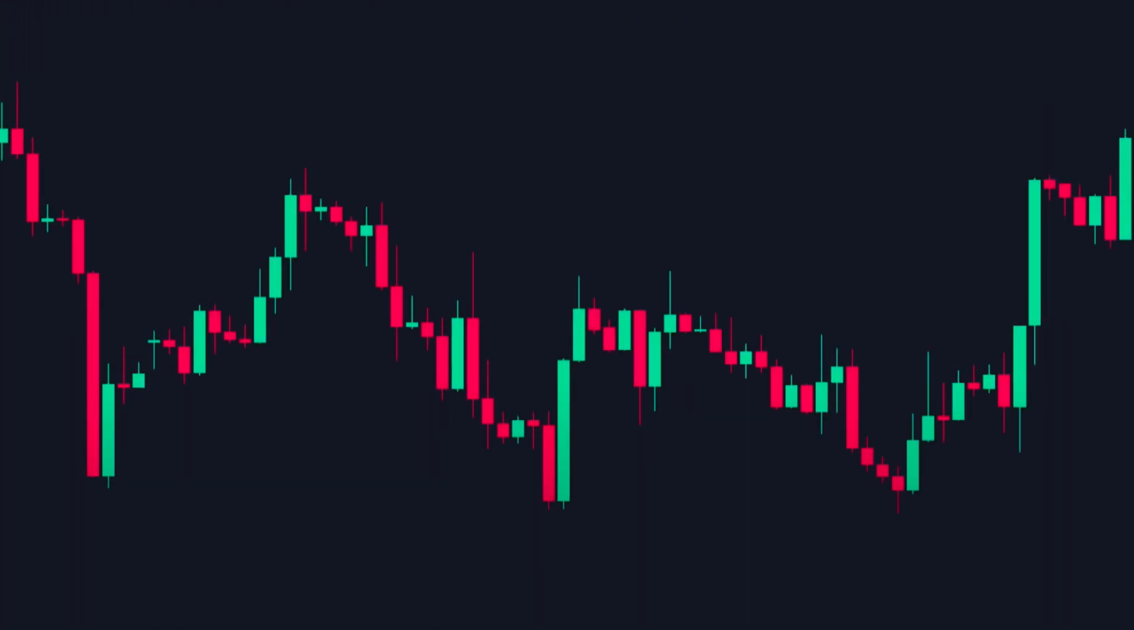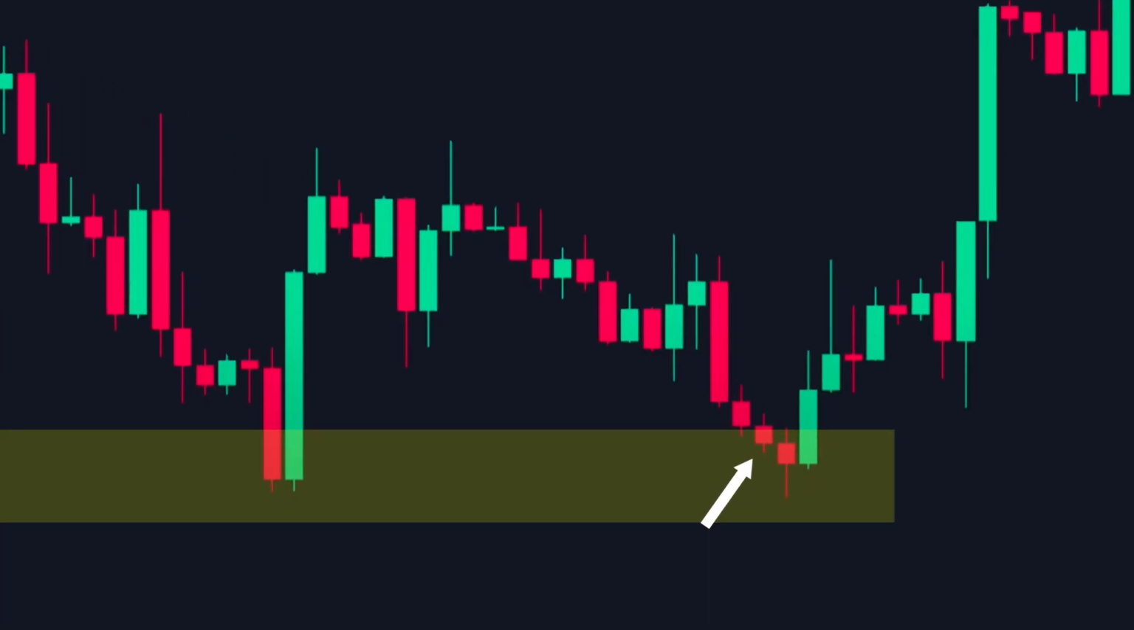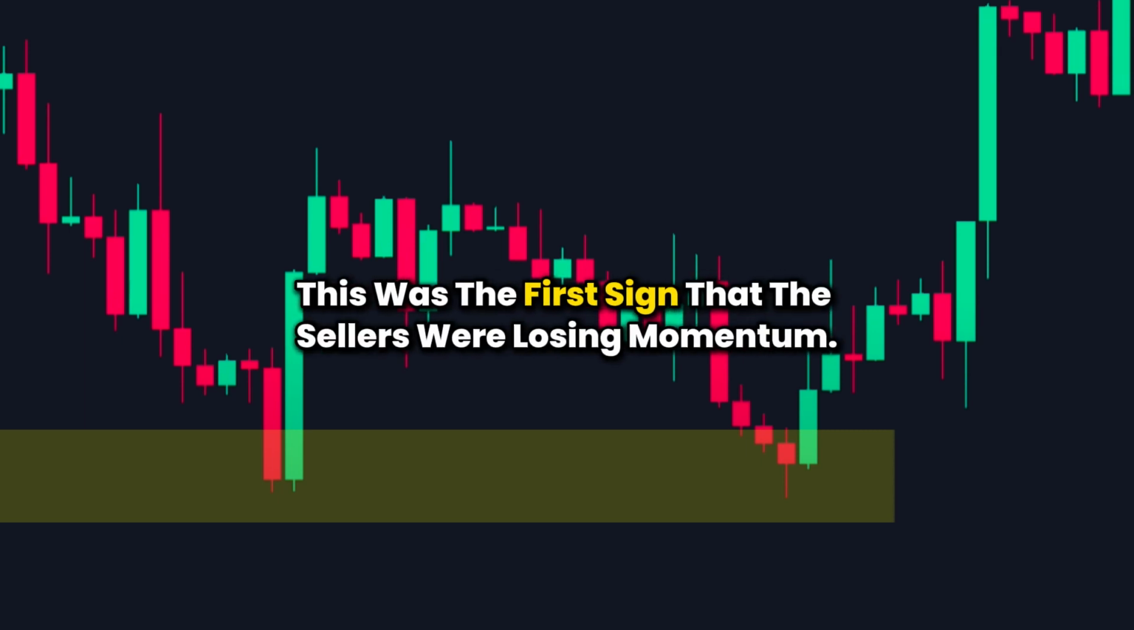Here is an example. The price was in a downtrend, but it found support near this area. We see 2 reversals here and mark it as a support level. Then, the third time when the price arrives near the support, we expect it to find support, but we are waiting for a candlestick confirmation on the down move. Here we see that as the price approached the support, the candles became smaller in size. This was the first sign that the sellers were losing momentum.